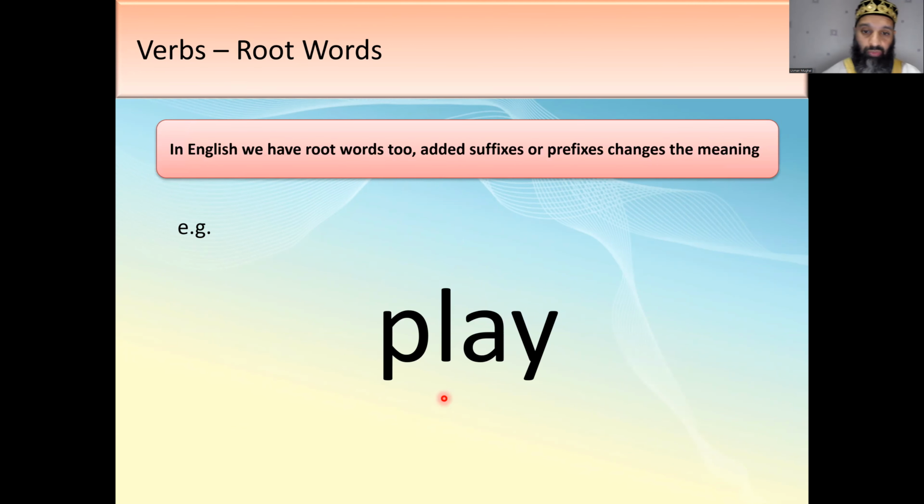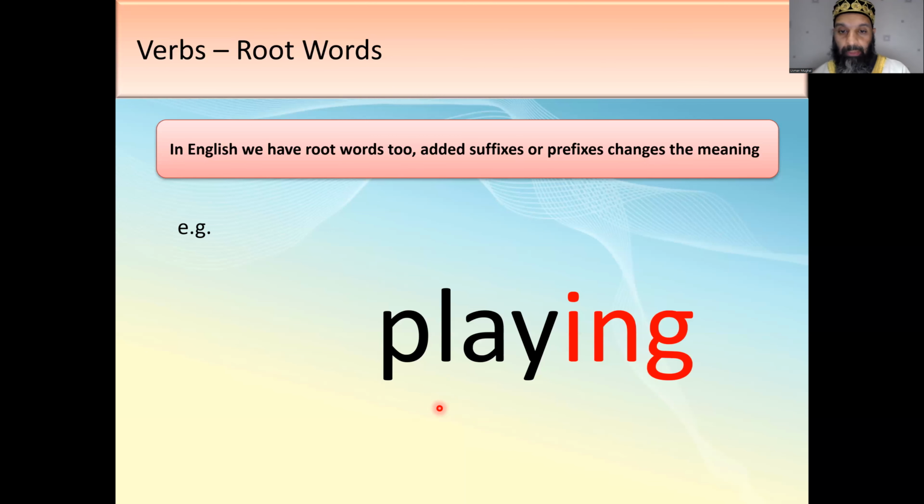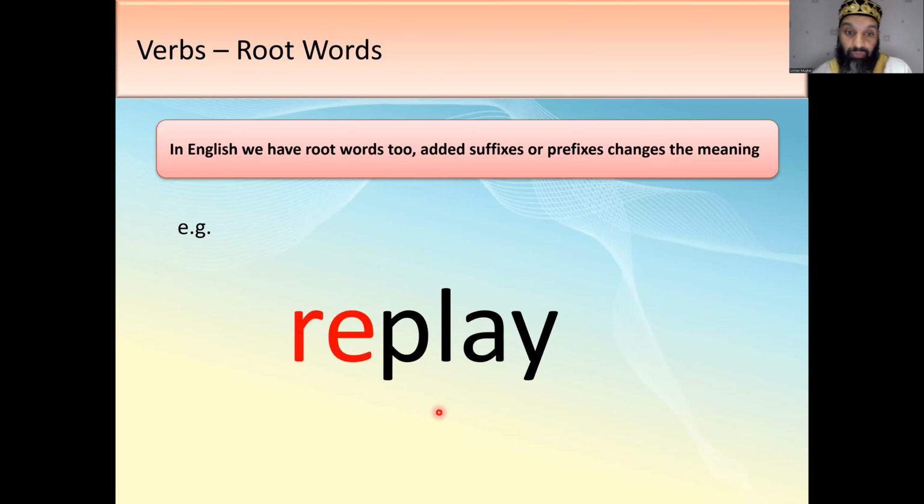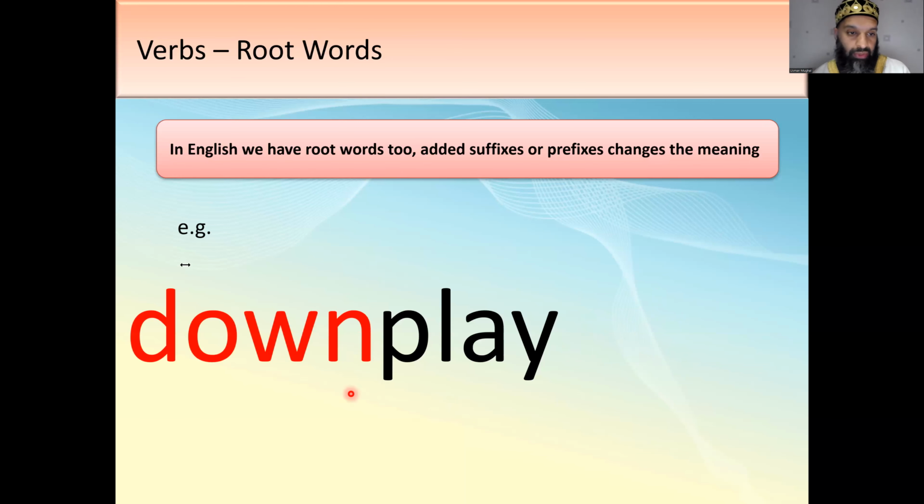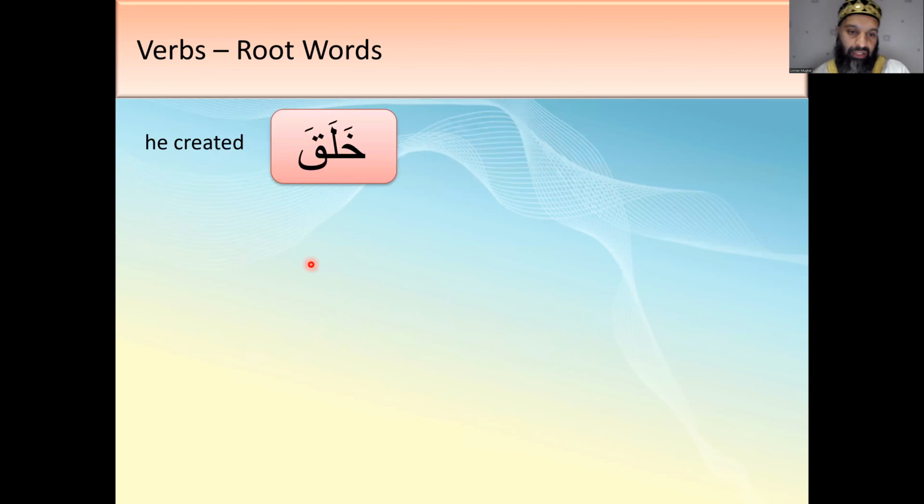And in English, we also have root words. Play is a root word. You can add things onto it to change the meaning. Player, now it's the one who does the play. Played, now the play has been done. Playing, so the verb is happening now. Replay, now it means the play is done again. Downplay, there's another word. Outplay, etc.